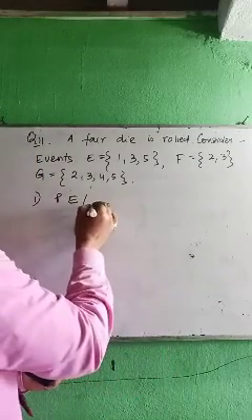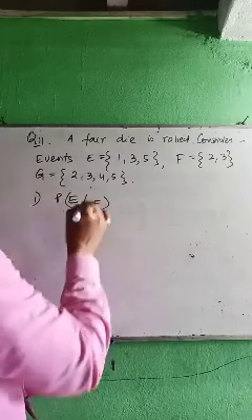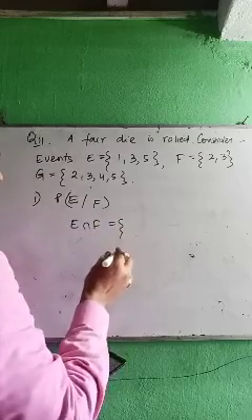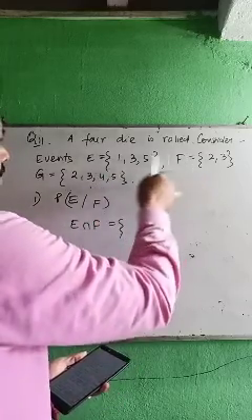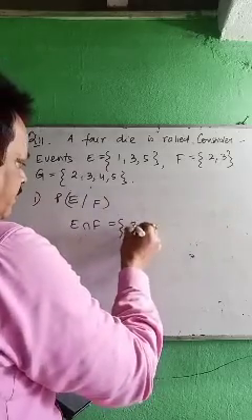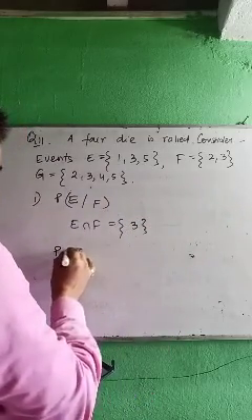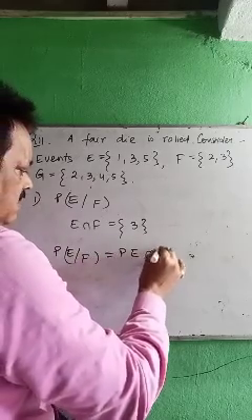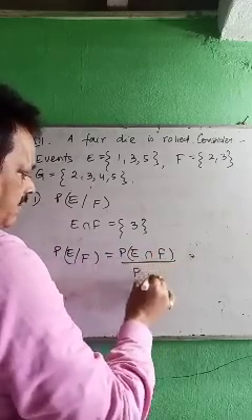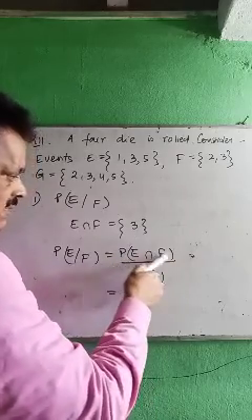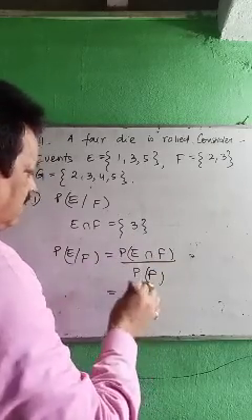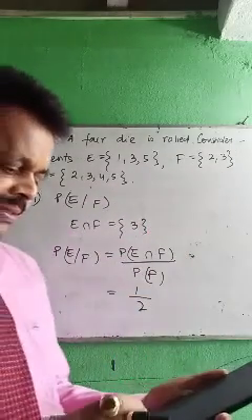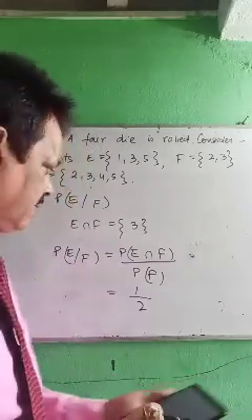probability E condition F. This is simple. So for that you would find out what is E intersection F. Common you find, 3 is common. So probability E condition F is probability E intersection F by P of F. E intersection F has one element, 1, upon F. F has how many? 2. So 1 upon 2.